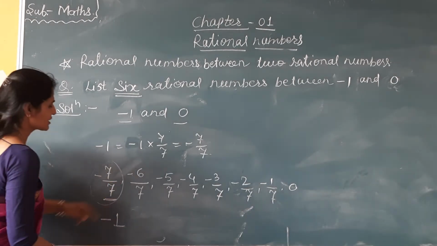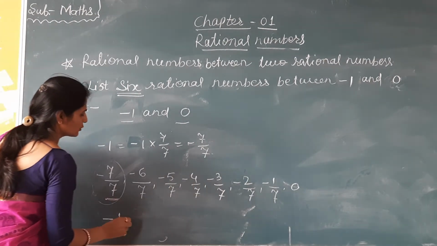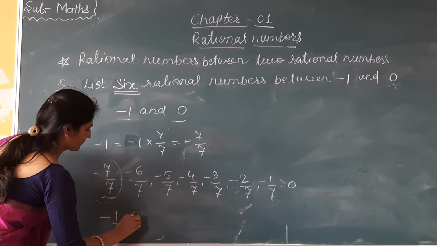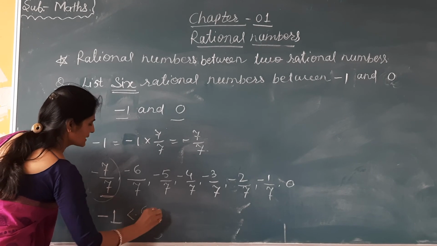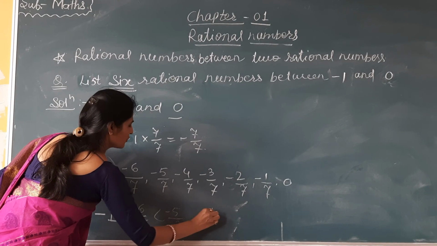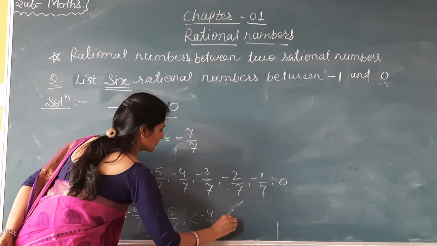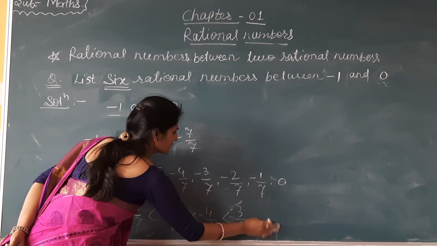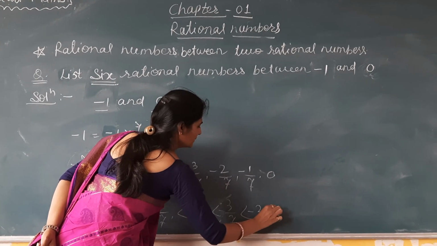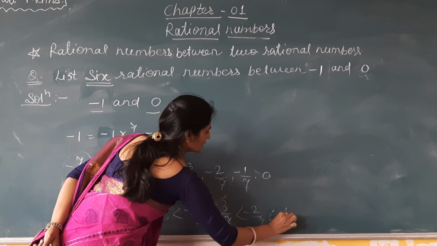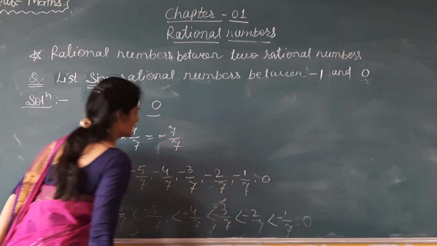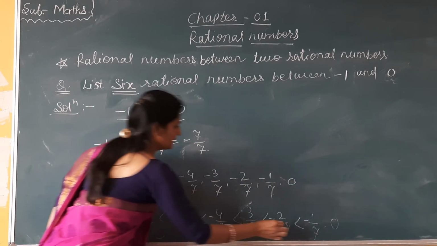So the 6 rational numbers between minus 1 and 0 are minus 6 upon 7, minus 5 upon 7, minus 4 upon 7, minus 3 upon 7, minus 2 upon 7 and minus 1 upon 7. These are the 6 rational numbers between minus 1 and 0.